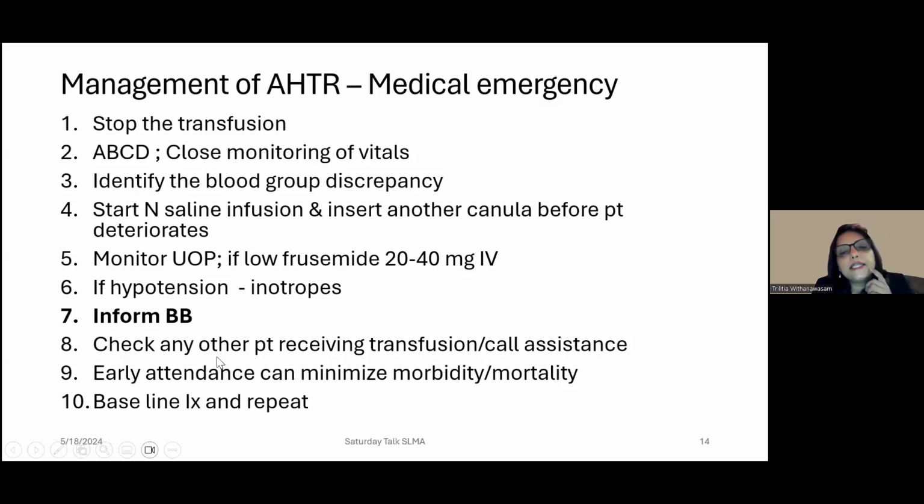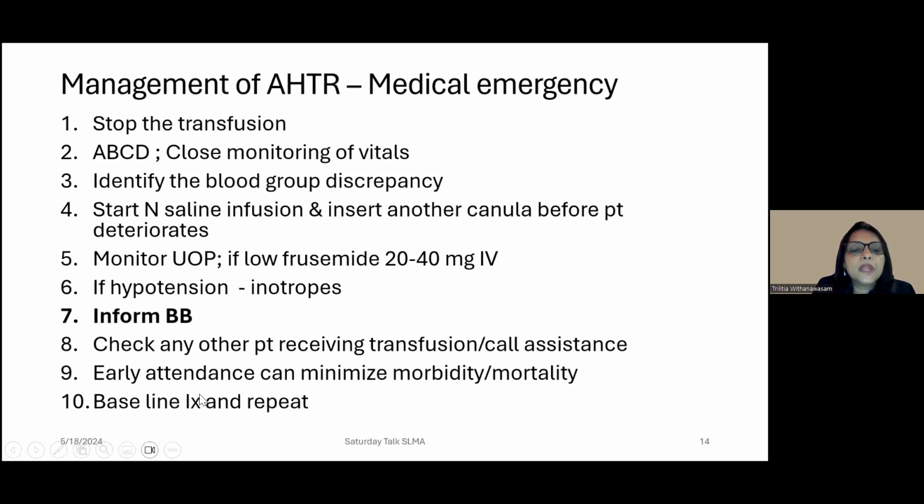So check any other patient receiving a transfusion, because sometimes you may have received 2 units. Normally, we don't send 2 units at the same time in the same box to the ward. But if you have another patient, please check whether the other patient may also receive an incompatible transfusion. And always call for help. With early attendance we can minimize the morbidity and mortality. We must do this, because if we allow the patient to die due to incompatible transfusion, we have to expect legal implications as well, because this is not an accepted thing. Somebody has made an error, nothing is wrong with the patient.